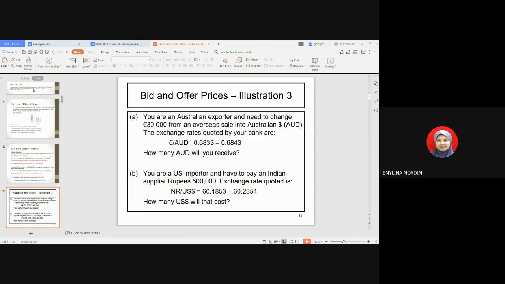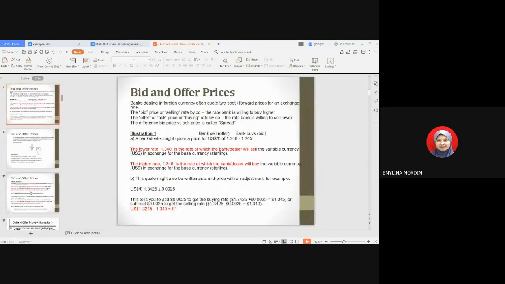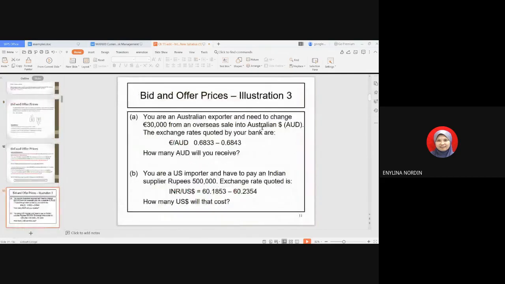Mid price, right? So they give you the exchange rate quoted in mid, plus minus, is it? Oh no, it's not mid price, it's a range, between 0.6833 to 0.6843. This is the euro currency against the Aussie dollar. That means how much Aussie dollar will you receive if you convert this income, 30,000 euro, into Aussie dollar.